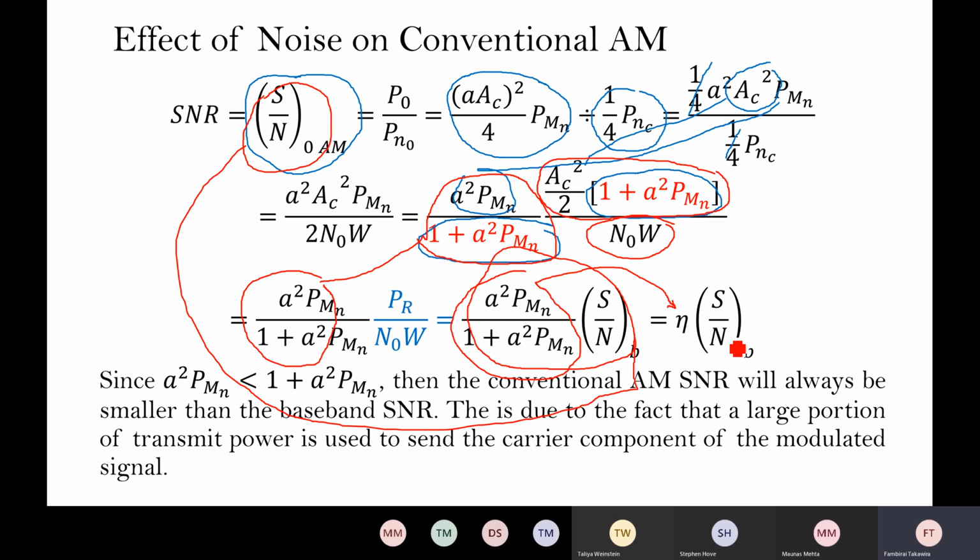So now we see that the DSB full carrier is different from SSB and DSB suppressed carrier. For DSB suppressed carrier and SSB, the signal-to-noise ratio at the output is exactly the same as the signal-to-noise ratio at baseband. But for DSB full carrier, the signal-to-noise ratio at the output is equal to the signal-to-noise ratio at baseband multiplied by some coefficient which we have defined as eta in this case.